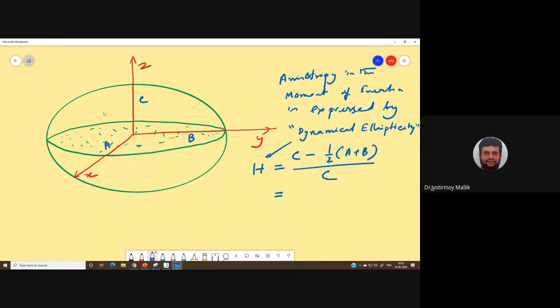Now, to make our life a little easier, let us say at the equatorial plane, A and B are equal. It's just an assumption. What we have observed in the Earth is that A and B are not equal, but the difference is not that large. So A is closely equal to B, and by that we can find that H is closely equal to C minus A by C.